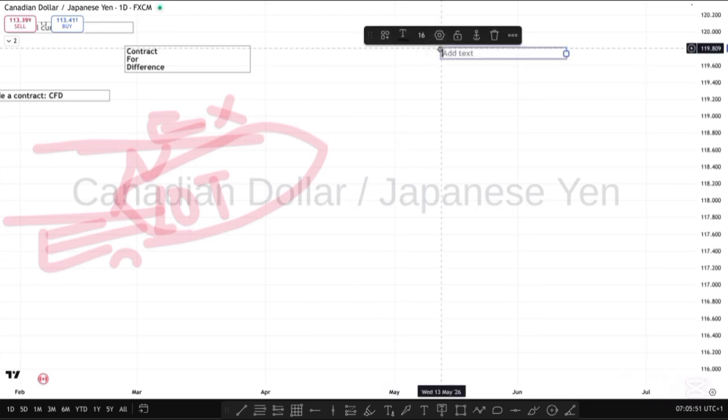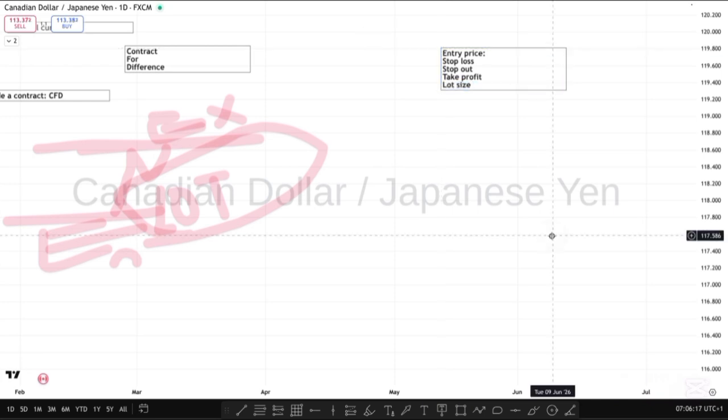Now, I made mention of certain things: entry price. I talked about stop loss and also stop outs. I think I also include take profits, and then lot size. Starting with entry price: what is your entry price? Your entry price is the price at which you place the trade.